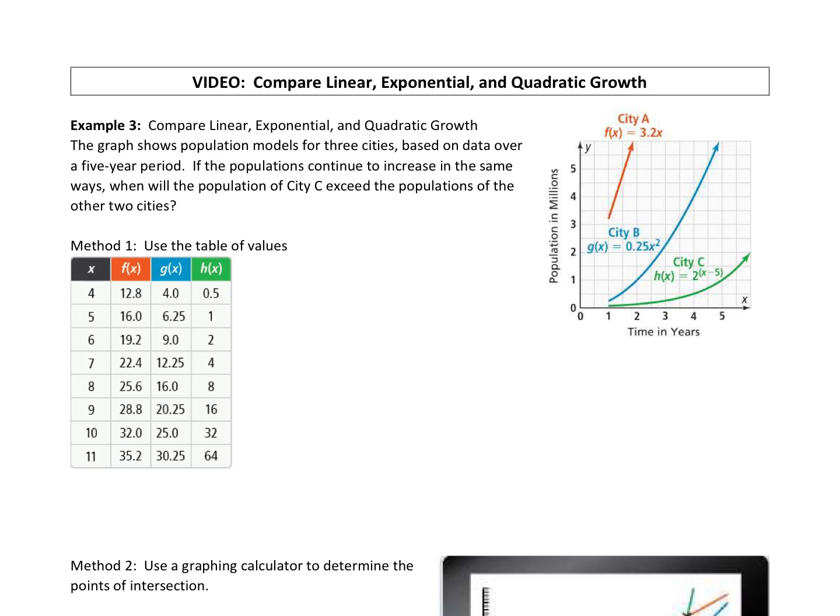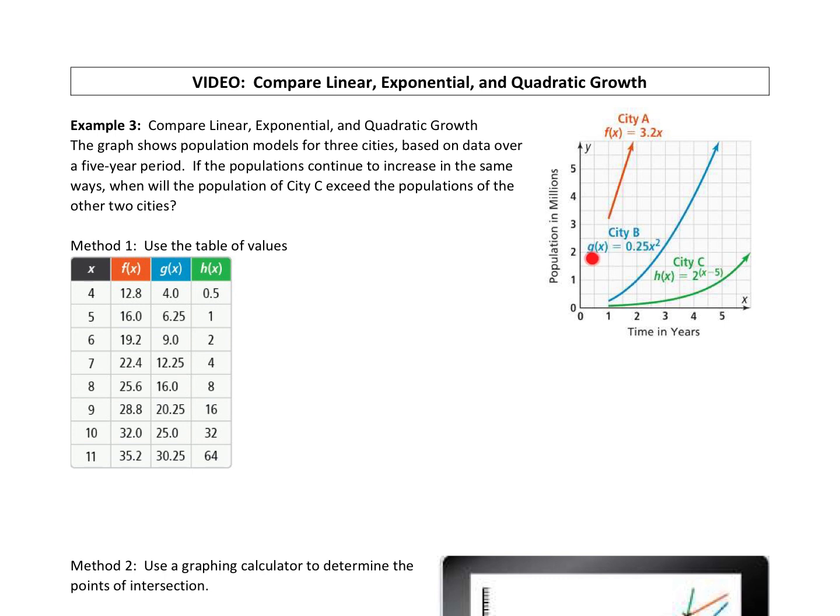In this example, we're going to look at comparing different types of functions. The graph shows population models for 3 cities based on data over a 5-year period. We can see city A has this f of x function, 3.2x. That is linear. We can see it's a straight line.